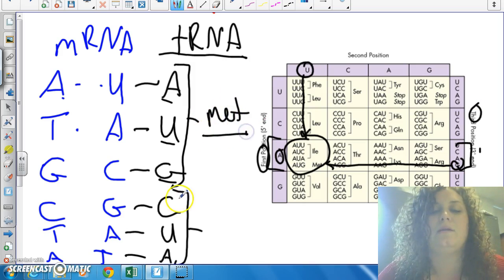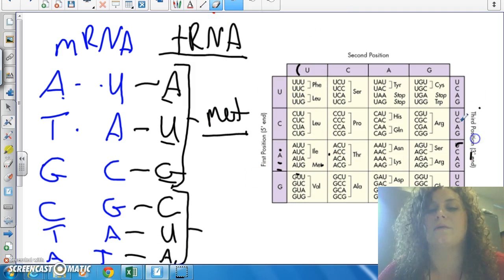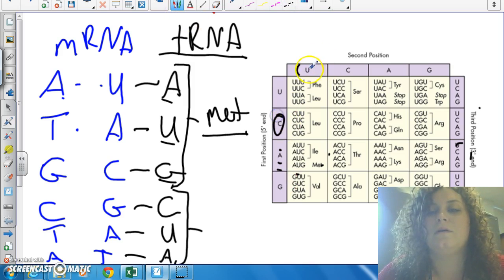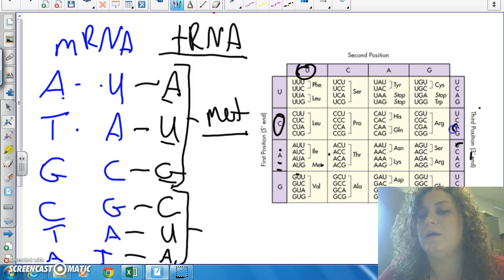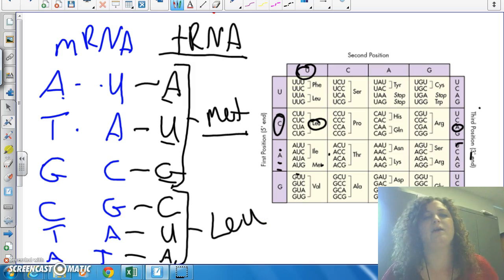All right, next one, CUA. And we do that in the same manner. First letter C, then U, and A. And we are left with leucine. And that is how we do replication, transcription, and translation.